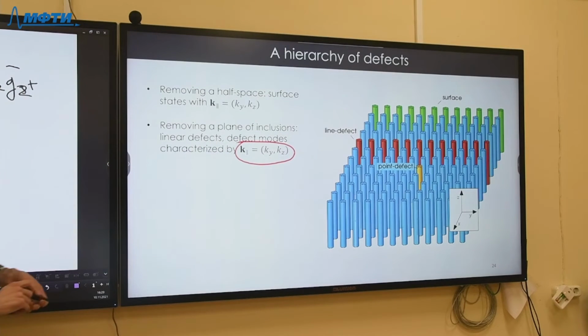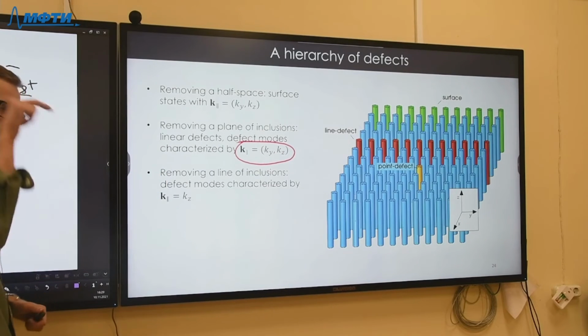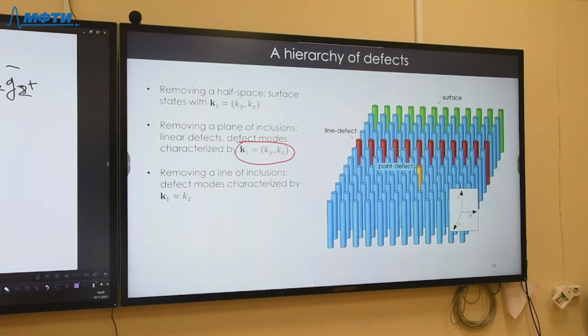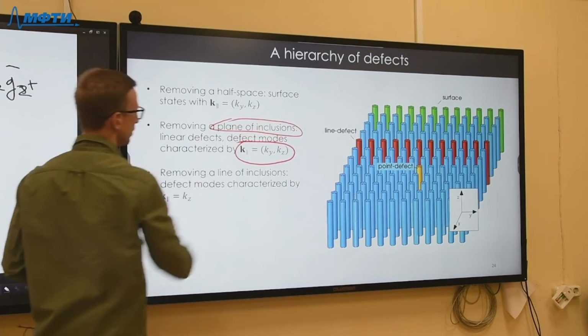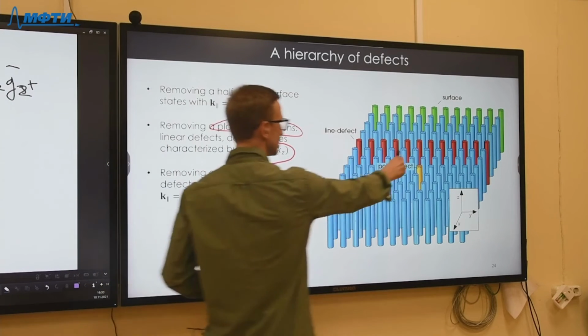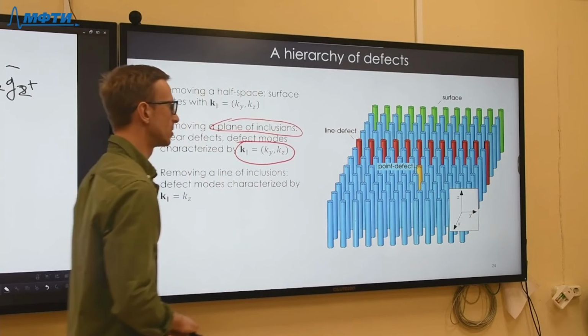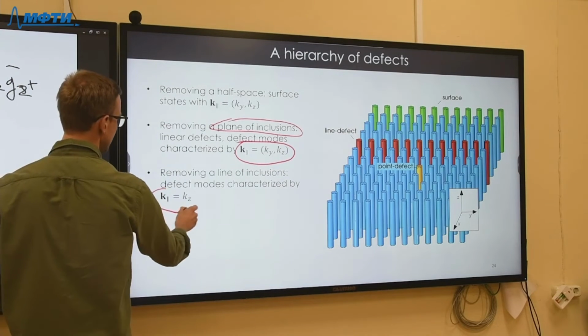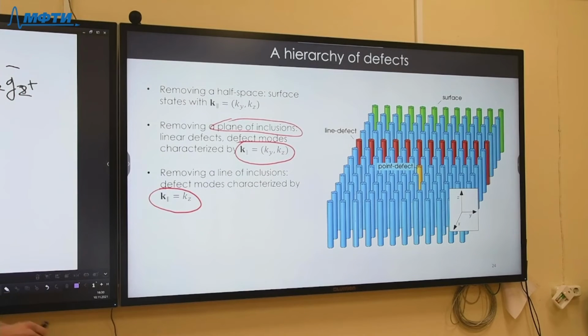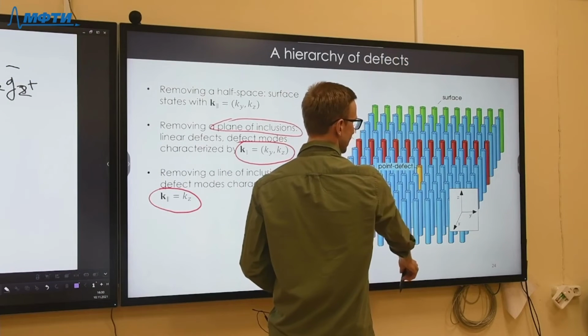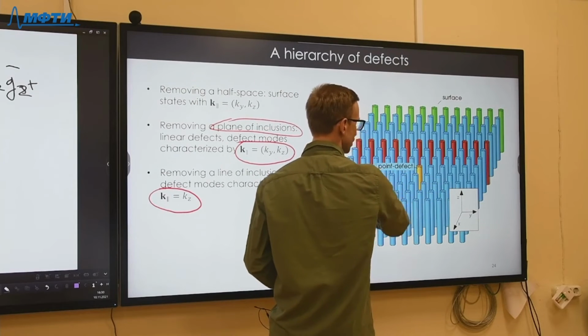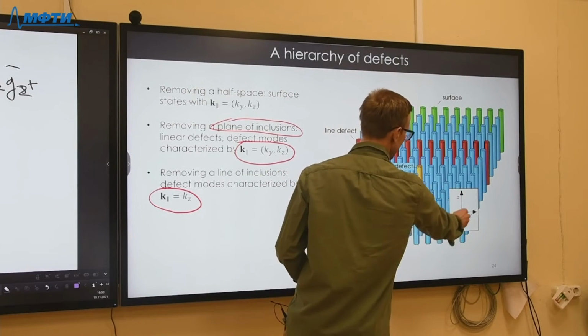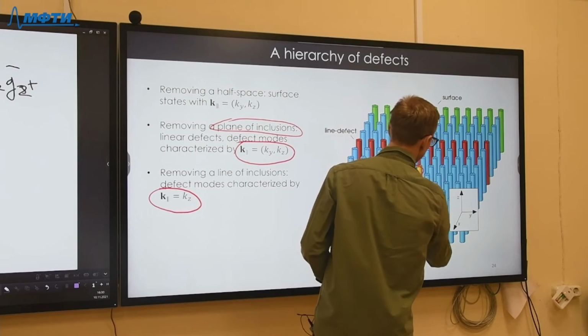And the resulting states that appear at that defect will be characterized by two components of the wave vector. But then what we can do is remove only a single row of inclusions. That's not possible in one-dimensional crystals, because there we remove an entire plane, we have to remove a film. But in 2D crystals, we can remove only a single cylinder, a single rod. And again, that will give rise to another multitude of defect modes, but now they will be characterized only by a single scalar component of the wave vector, because the system will be translation invariant only in this direction. We break translational invariance along y and along x, and the resulting defect mode can only propagate this way.